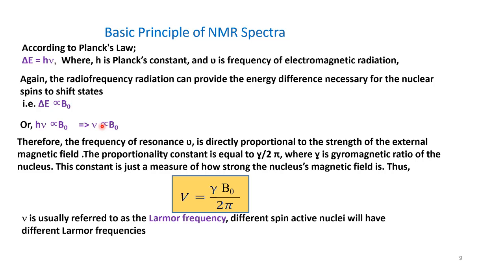Therefore, we can say that the frequency of resonance nu is directly proportional to the strength of the external magnetic field, that is B naught. And the proportionality constant, after removing the sign, is generally gamma by 2 pi. So gamma is the gyromagnetic ratio. This constant is just to measure how strong the nuclear magnetic field is. So the nucleus magnetic field we can determine, that is represented as Larmor frequency, and different spin active nuclei will have different Larmor frequencies.